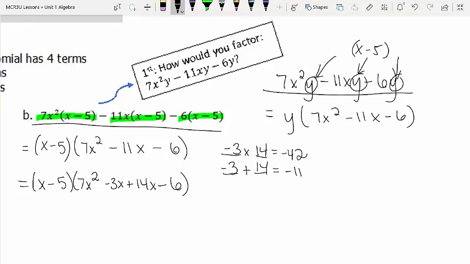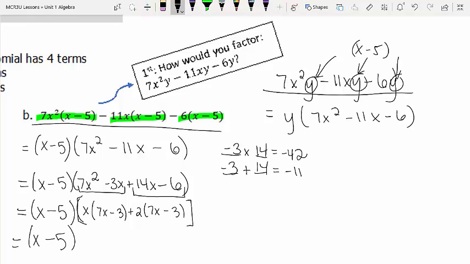Now we common factor the first two terms and common factor the last two terms. Okay, so between the first two terms, the only thing common is the x, and the common factor between the next two terms is just 2. Okay, now let's write our factors down. So let's take the common factors from both, put those into a set of brackets, and then our second set of brackets is the 7x minus 3. Okay, and now part B is factored completely.